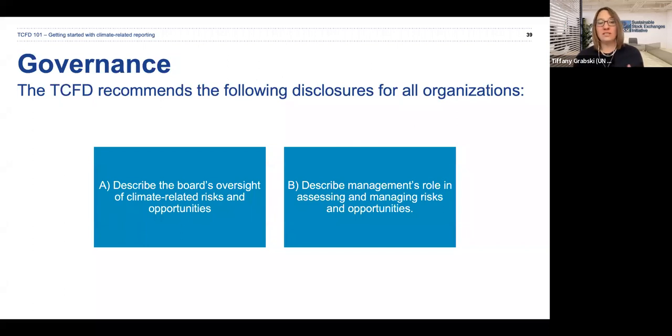Now, where we might move into more of a quantitative side is we might measure here, which we'll talk about more in the metrics and targets, but we might understand how remuneration is integrated here and how the incentive structure in our organization ensures that our governance, our board, as well as our CEO, our C-suite, our managers are incentivized to identify these risks and properly manage them.